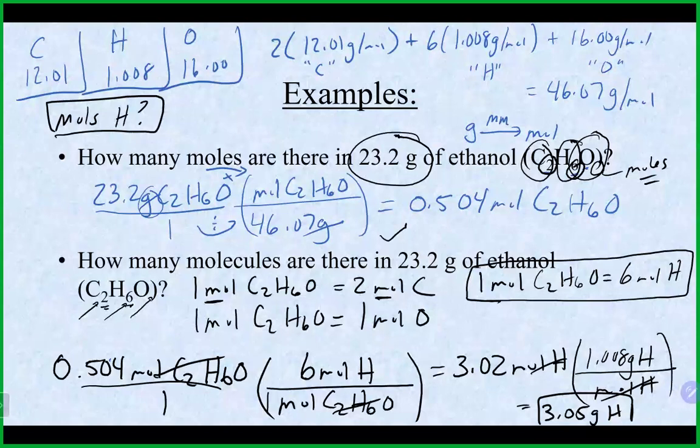Because basically what you're saying is in 1 mole of this entire thing, there's 2 moles of carbon present, there's 6 moles of hydrogen, and there's 1 mole of oxygen present. So it's just a relationship that you can use from the actual formula to get the mole-to-mole relationship.